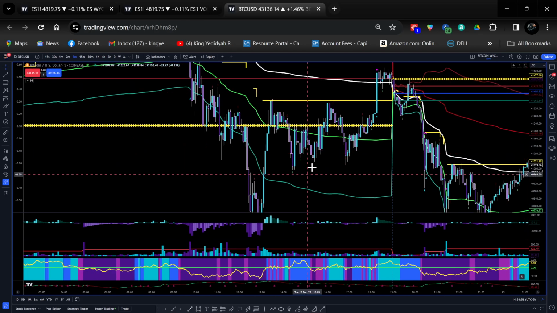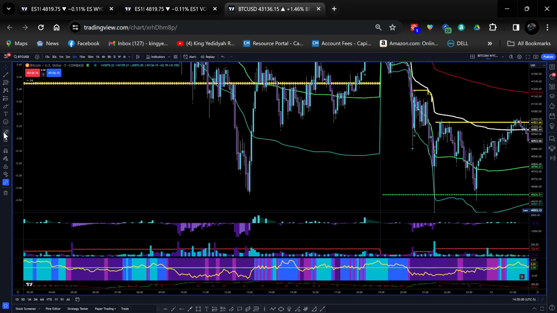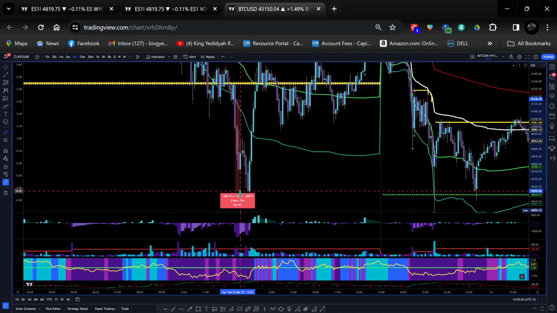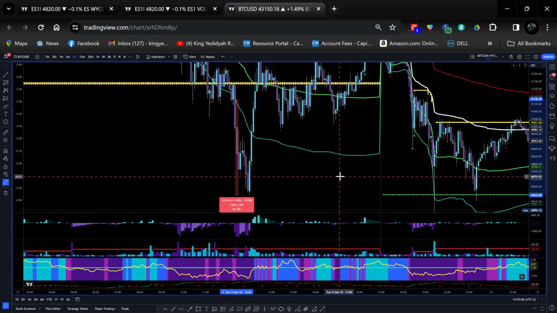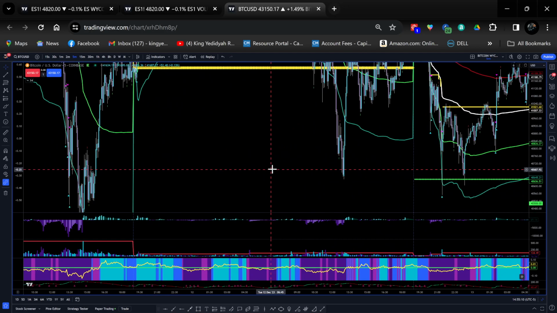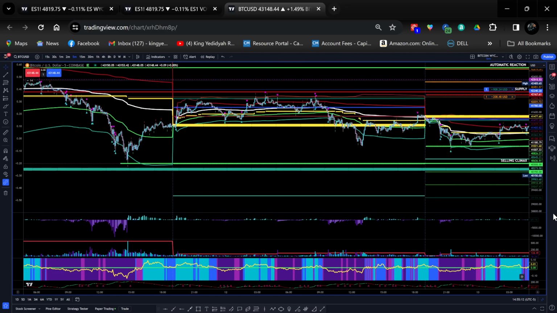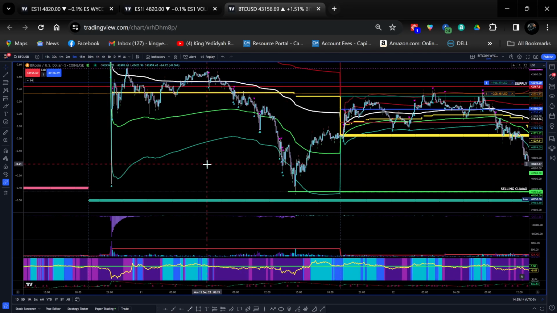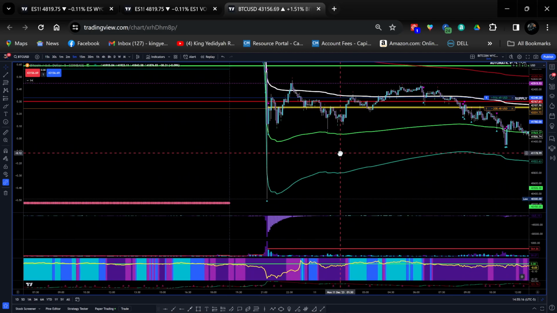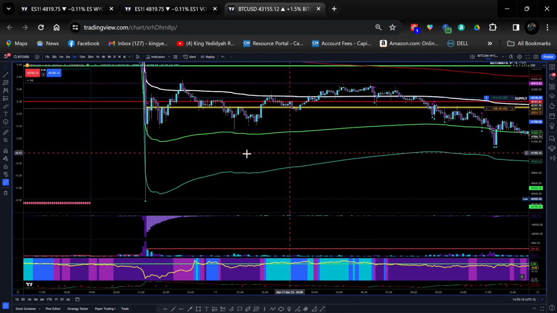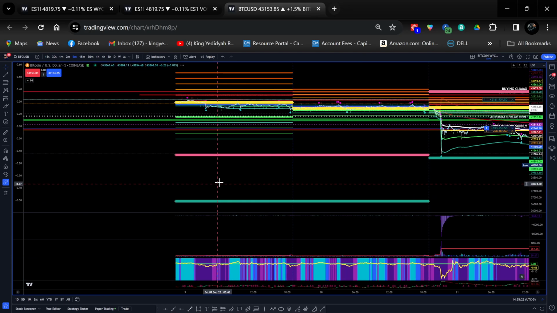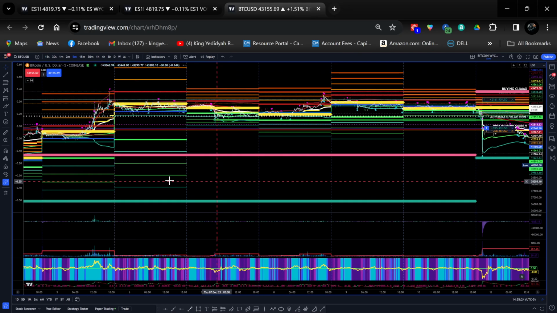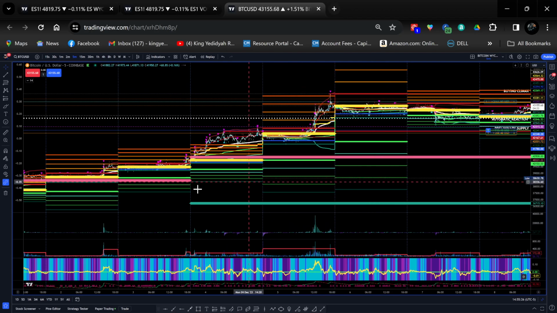Let's measure this one right here. This is the breakdown level, and we got 500 points on that one. Let's see if we could find another one real quick. Right, this one didn't break the level really. It just kind of rode the level.